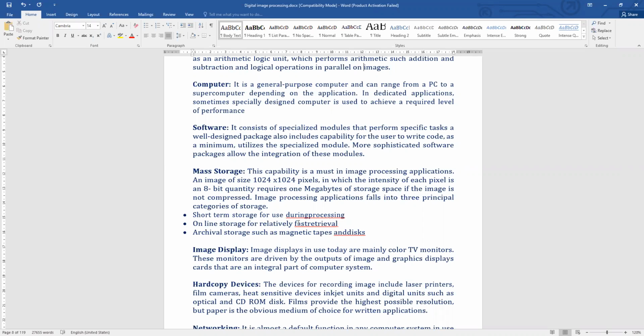So image processing applications fall into three principal categories: short-term storage, that is during processing; online storage, that is relatively fast retrieval; and archival storage such as magnetic tape or disk. Fine. So what is image display? Image displays in use today are mainly color TV monitors. These monitors are driven by the output of image display cards.